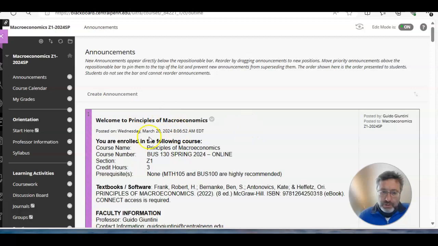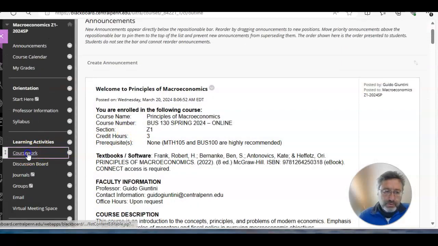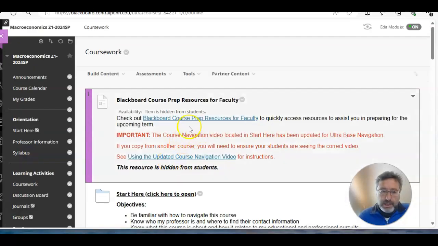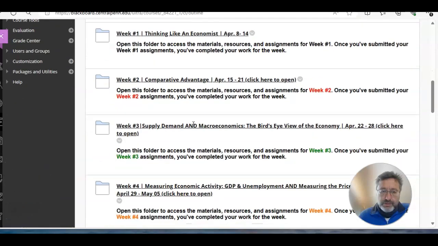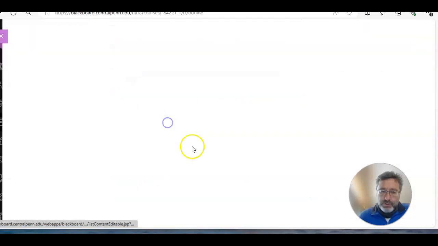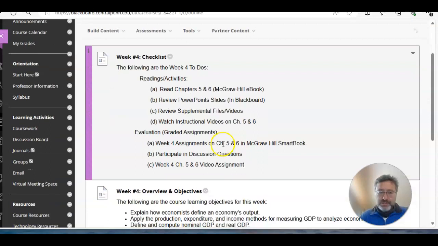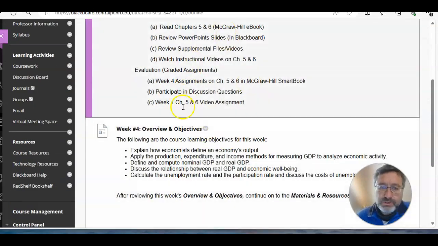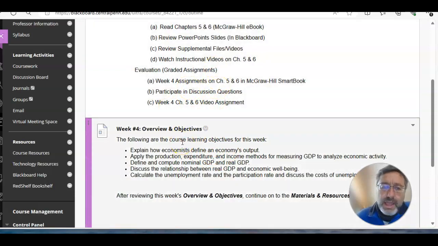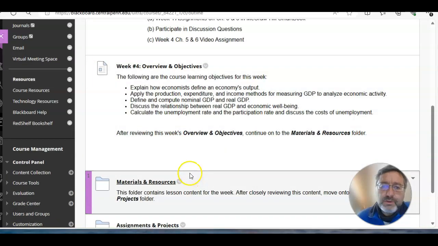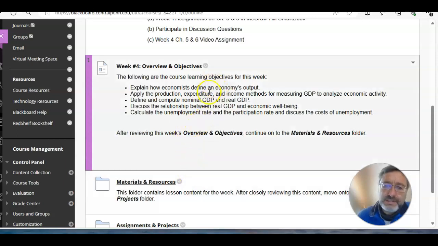I'll show you. This is Blackboard. When you go to coursework and you go down, you should go down to your week, which is week 4 this time. Should be available to see that, and there's a list of what's due, so all the stuff you need to read and review, and then all the assignments and the discussion board, and then the rest is what is the course objective, what are we talking about this week.